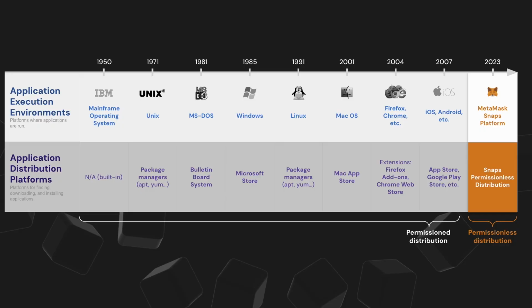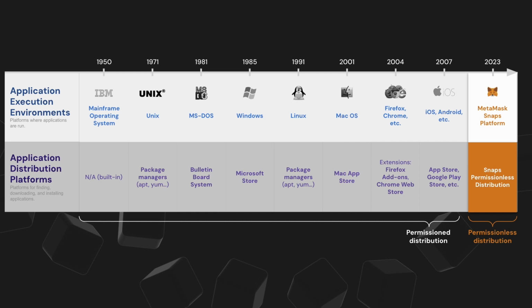This is an ongoing problem, okay? So we're talking about the history of computing and distributing software. When we look at the history of software, 1950 was a mainframe operating system that didn't have applications. Everything was built in, right? You didn't really distribute applications.